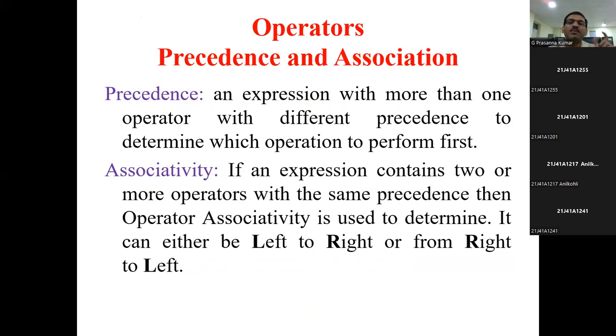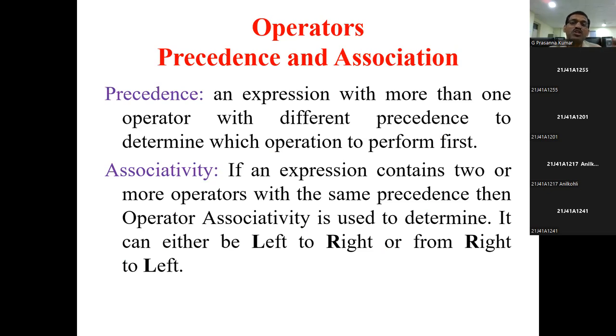Next is precedence and associativity. When we use precedence, an expression has more than one operator with different precedence, to determine which operation is performed first. Precedence is priority, assigning priority levels. Which one has to be given the highest priority?